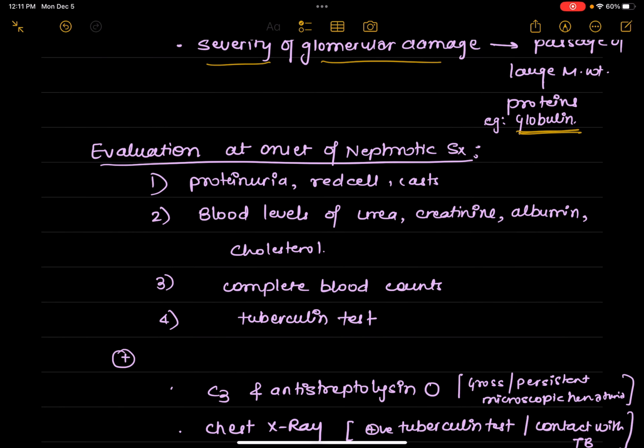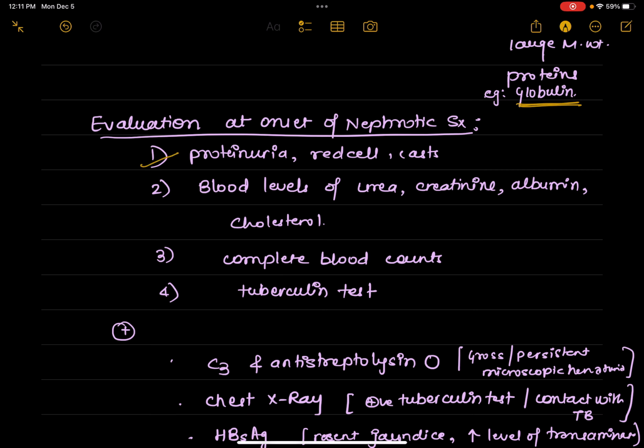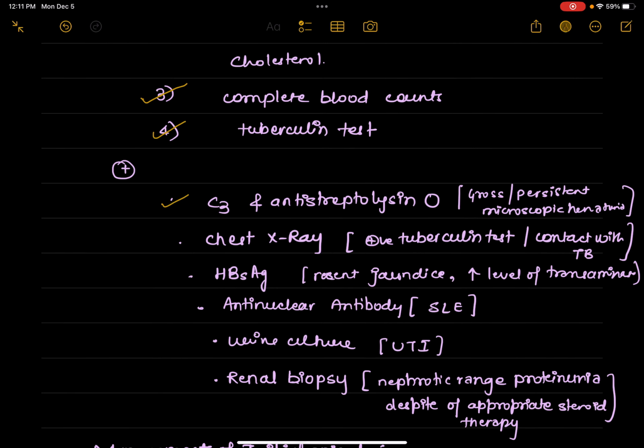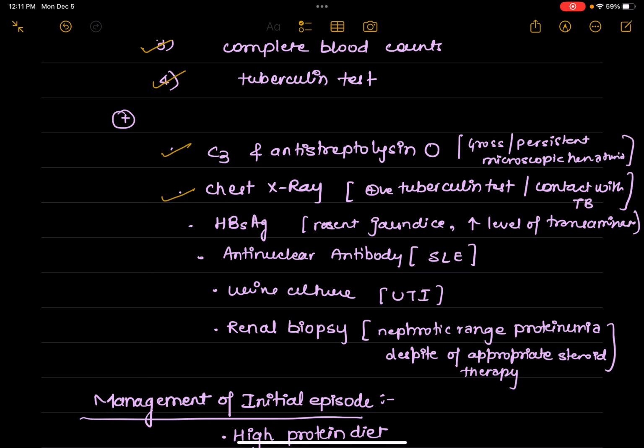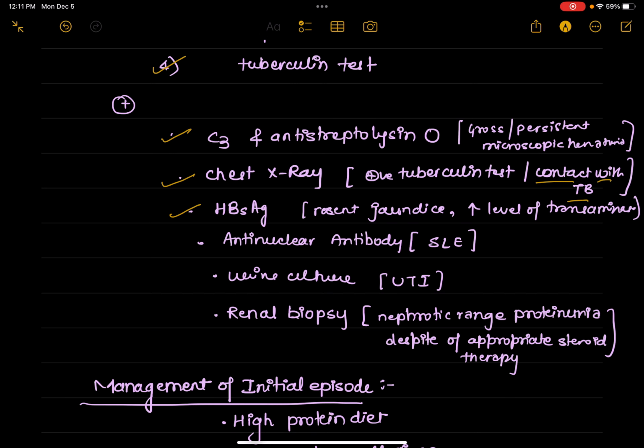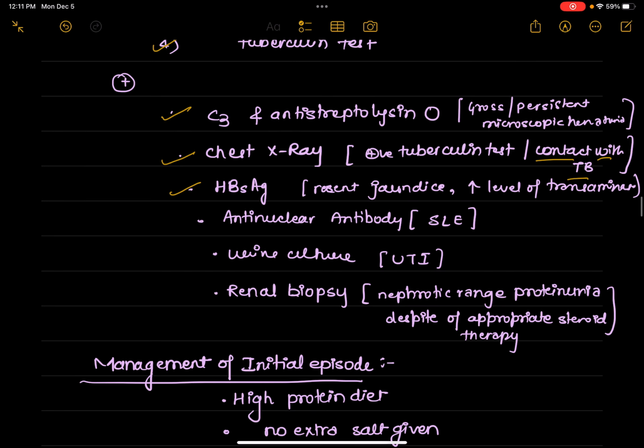Evaluation at onset of nephrotic syndrome: proteinuria, blood levels of urea, creatinine, albumin, and cholesterol, complete blood count, and tuberculin test. We can also perform C3 and anti-streptolysin O if there is persistent microscopic hematuria. We can do a chest X-ray if the tuberculin test is positive or the patient is in contact with tuberculosis. We can do a hepatitis B surface antigen test if there is recent jaundice or increased level of transaminase. We can do anti-nuclear antibody to rule out SLE.